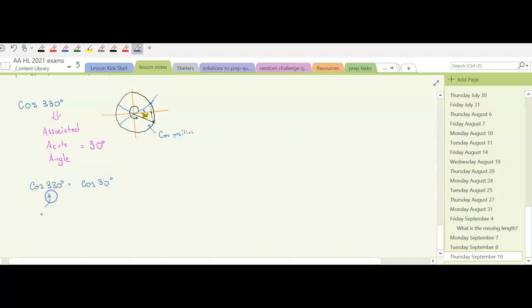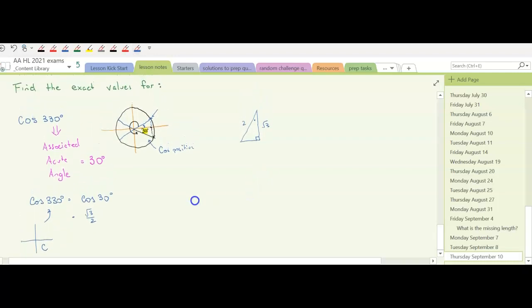Because this is in quadrant 4 where cos is positive. And cos 30 is, right, now I'm thinking, I don't have this in my memory, what cos 30 is, I just need to see it. I'm going to draw this. There's 30, there's root 3, and there's 2. So I know that this is root 3 over 2. And there's my answer, cos 330 equals root 3 over 2. All right, let's do tan 210.